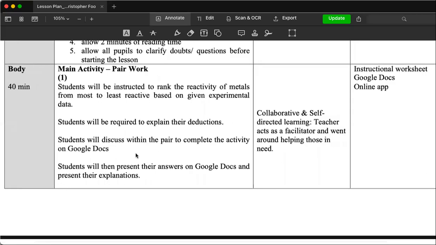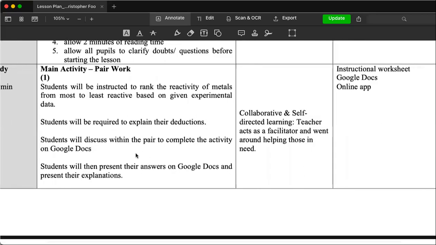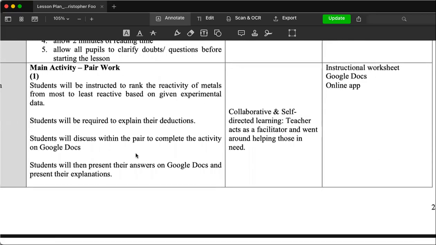All right. The teacher in this work will act as a facilitator and walk around to help those in need. The resources include the instructional worksheet, Google Doc, and the online app, which will be used later.